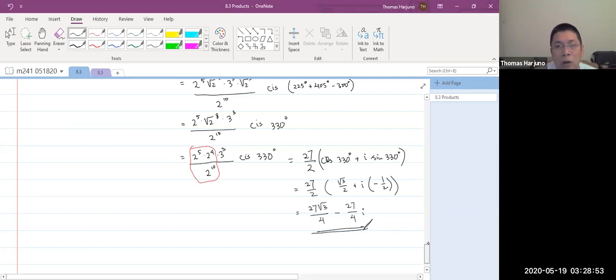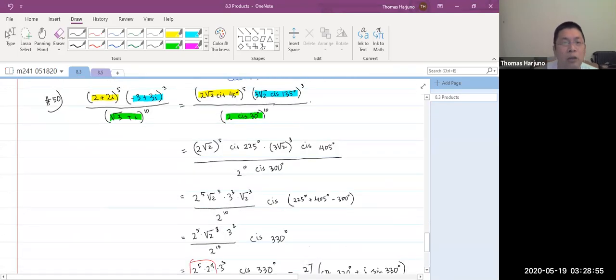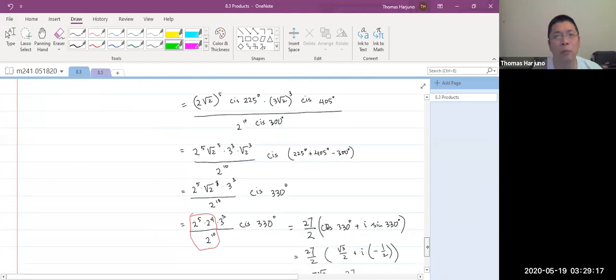I know that's a long process, but it's much better than you need to FOIL this 5 times, FOIL this 3 times, and FOIL this 10 times. You see what I mean? And you still need to FOIL too many FOILs. So using this, the Moivre's method combined with the product and quotient is actually a much better method. Okay, that's for number 50.